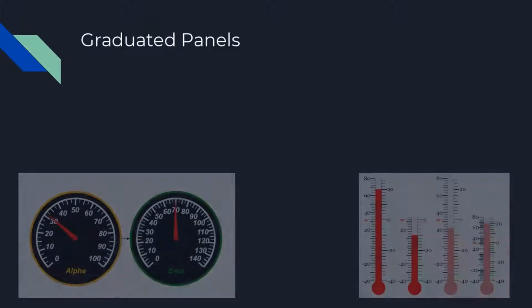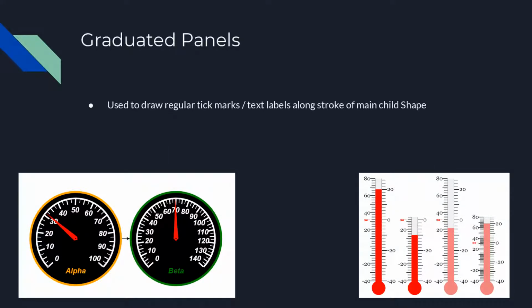Graduated panels are used to draw regular tick marks and/or text labels along the stroke of the main child shape element. Graduated panels can be used for many purposes, such as timelines, thermometers, instrument gauges, and rulers. Similar to auto and spot panels, graduated panels must have two or more elements. These elements must be either shapes or text blocks.